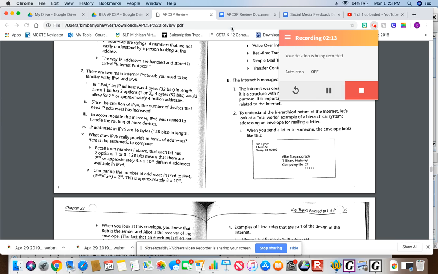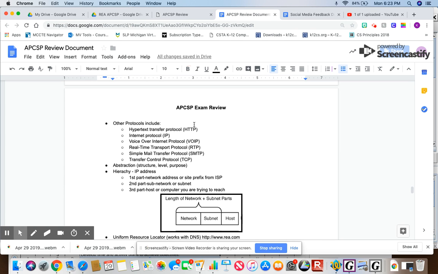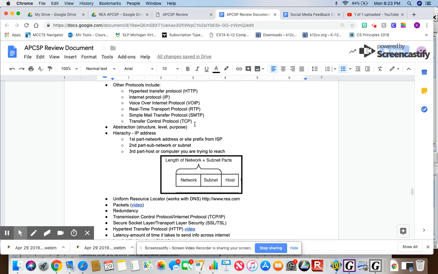So let's take a look at an example. So in your notes, here's a little picture of the IP address. The first part gives us the network address or site prefix. The second part, after a dot, is some numbers, a dot, and the subnet, which is the subnetwork, and then another dot, then the host, the actual computer or phone or tablet that you are trying to reach.